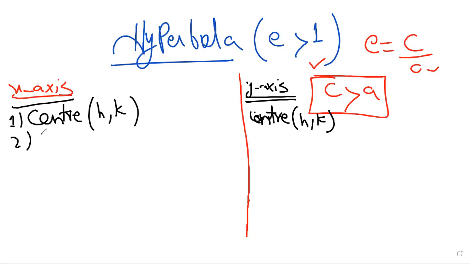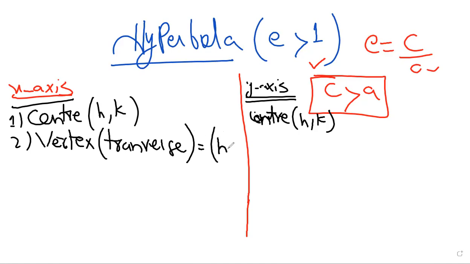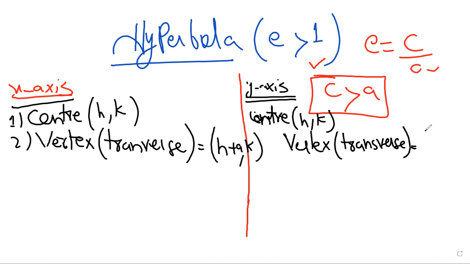Number 2, the vertex, which is called the transverse vertex representing the major axis, is equal to (h plus minus a, k). And when it lies on the y-axis, the transverse vertex will be (h, k plus minus a).